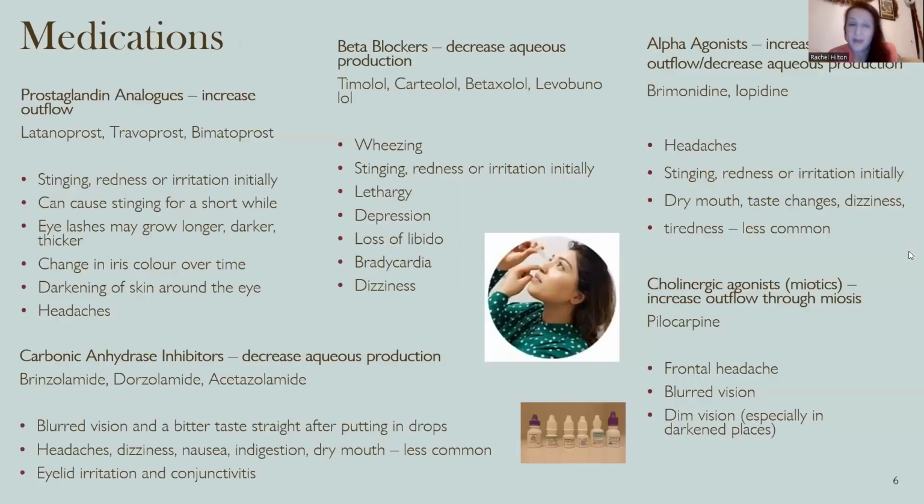So there's lots of medications that are available, and this is a very busy slide, apologies, but I just wanted to make sure all the different drug groups were mentioned, because these are the main drug groups. Most of you may have heard of prostaglandin analogues, latanoprost, travoprost, because that usually is first line treatment in terms of drops. And after that, we have beta blockers, which tend to be the second ones we offer, alpha agonists, carbonic anhydrase inhibitors, and the miotics. They'll all work in slightly different ways to help with glaucoma.